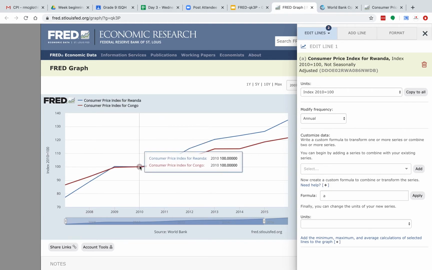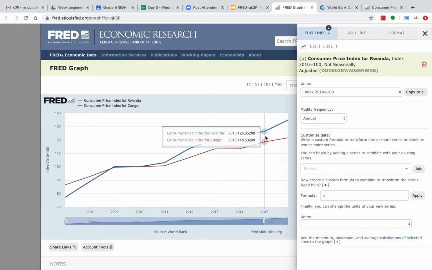So again, looking at these, we're not comparing prices in Rwanda to prices in Congo. The CPI isn't able to do that. However, we can look at the rate of inflation, and what we can see is that 5 years on, the rate of inflation in Rwanda was 26.35%. Again, if we're comparing it to 2010, it's simply 126.35 minus 100, so 26.35%. Whereas inflation in Congo was less at 18.5%. Okay, so that's what we can use CPIs for.